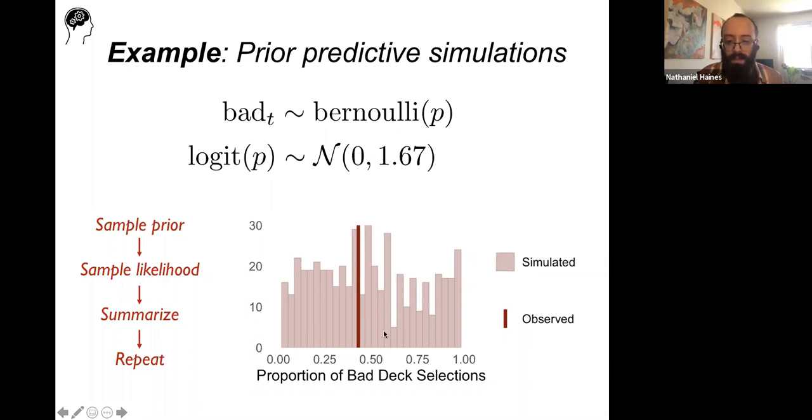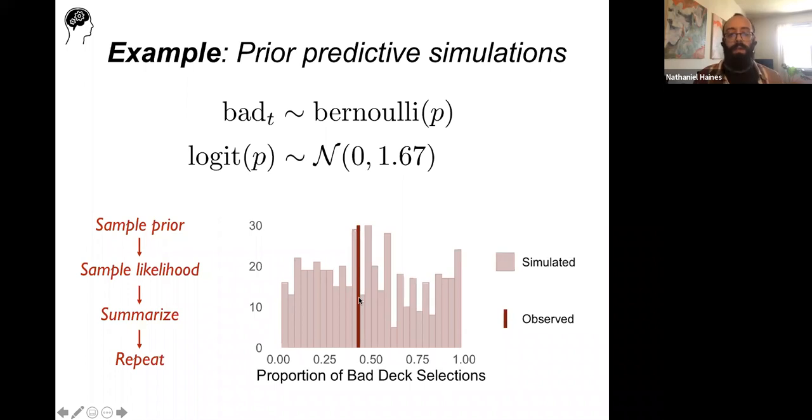I think I ran this 100 times or more. What you'll see here is the pink, the lighter red, is the simulated quantities of the proportion of bad deck selections. And just for scale, I'm putting in our subject 103, just a random person that I'm using as the example here. This was the number that they actually selected.